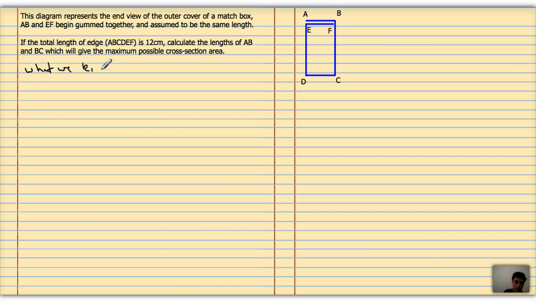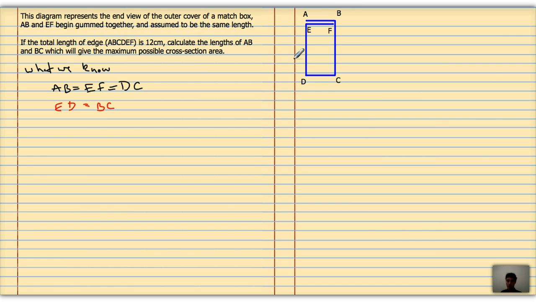So what we know. We know that AB equals EF, because we're told that in the question, and that obviously equals DC. This length equals this length equals this length. That should be quite obvious. Next, length ED equals length BC, and you can see that from the diagram as well.